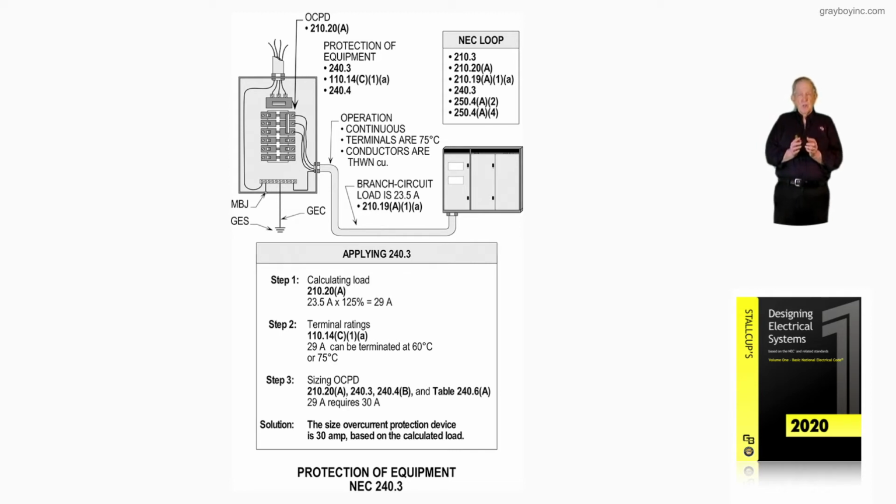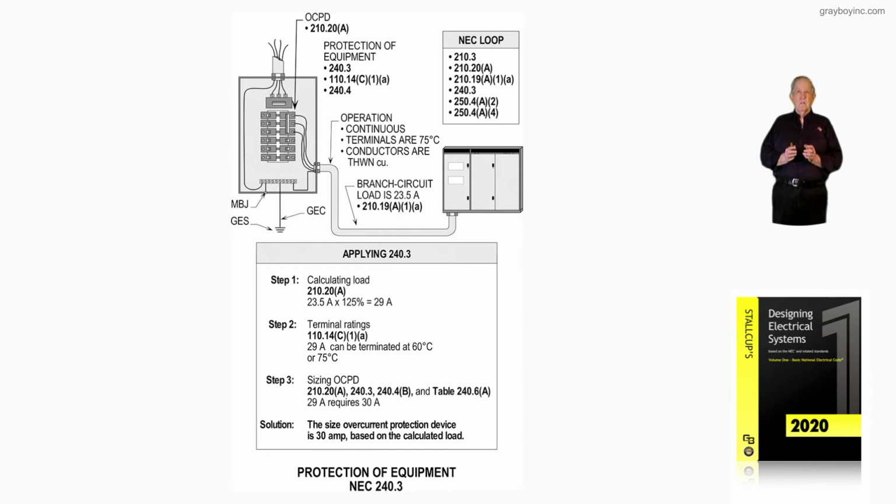We're showing the protection of the equipment in accordance with 240.3, 110.14(C)(1)(a), because the overcurrent device is 100 amps or less, it's 60 degrees C. And then we have a continuous load in terminals at 75 degrees C, and the conductors are THWN, which are allowed to be installed in dry and damp locations according to the code 310.6 and 310.10.